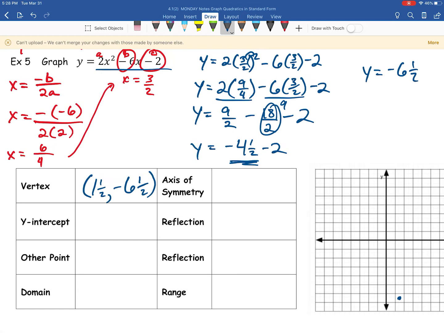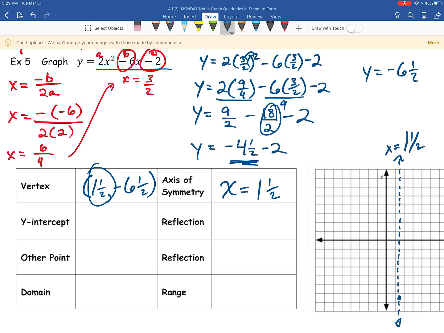The axis of symmetry here is x equals that 1 1/2 value from, again, our vertex. So if we were to go ahead and draw a mirror of what that would look like, it should look something like that. Again, that's our axis of symmetry. And it is an axis.